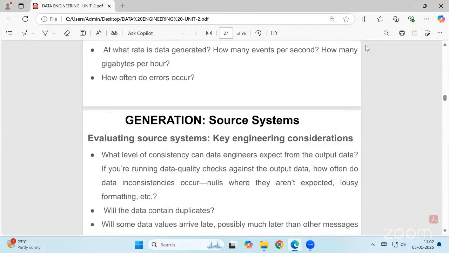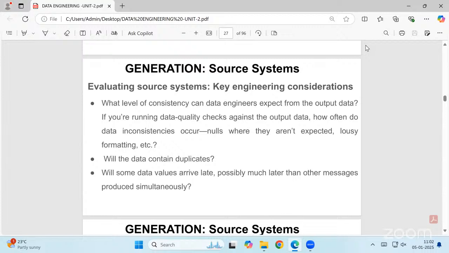Next, what level of consistency can a data engineer expect from the output data? Consistent data means it is a pure form of data, with no impurities, no redundancies, no improper values. That we call consistent.